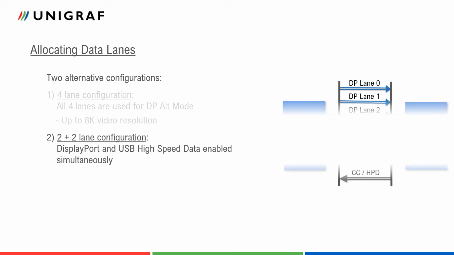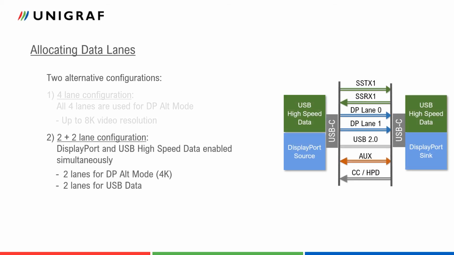USB-C allows a 2+2 lane configuration where only 2 lanes are used for DisplayPort and the other 2 lanes are used for USB high-speed data. In this configuration, DisplayPort can carry uncompressed video up to 4K, but the advantage is the simultaneous data transfer capability.